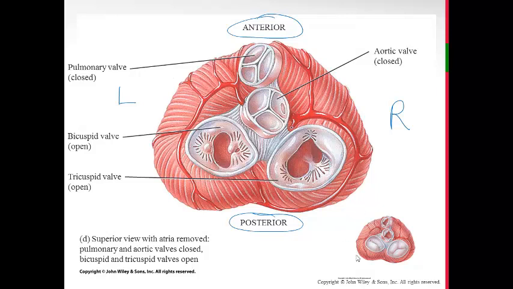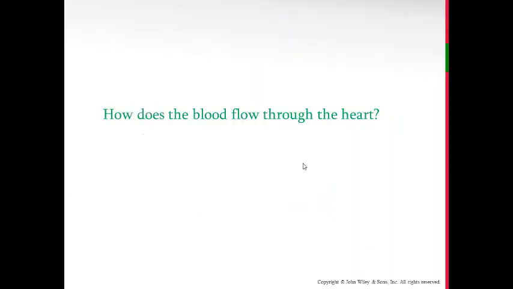And on the diagram over here, you'll see the opposite. So a lot of times you'll see that when the AV valve is open, the semilunar valve is closed. Now there will be one time when all four of them are briefly closed during the heart contraction.